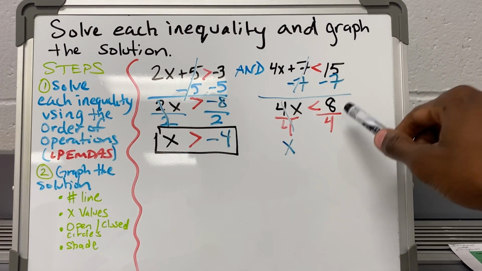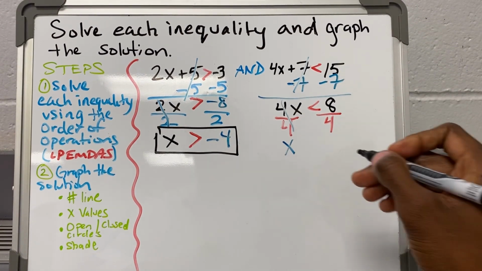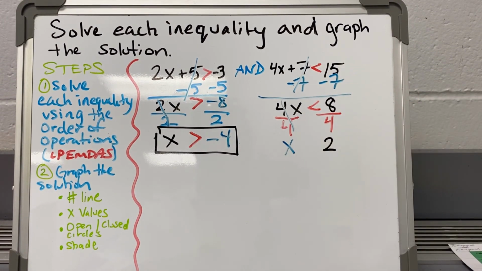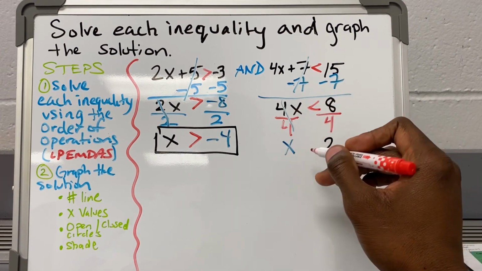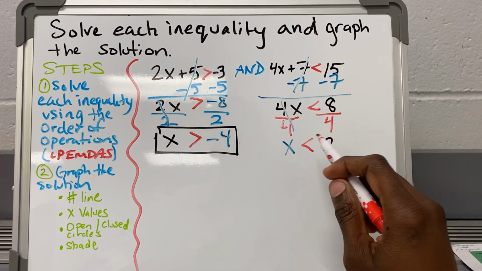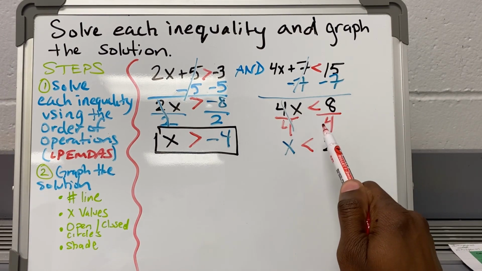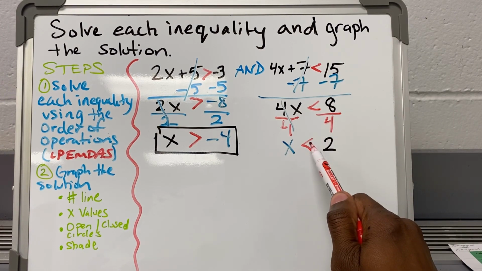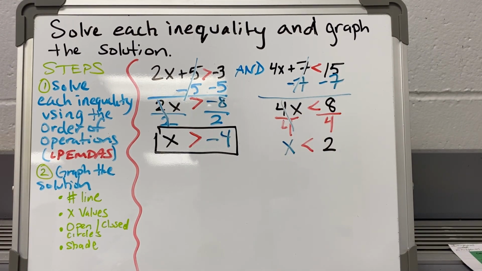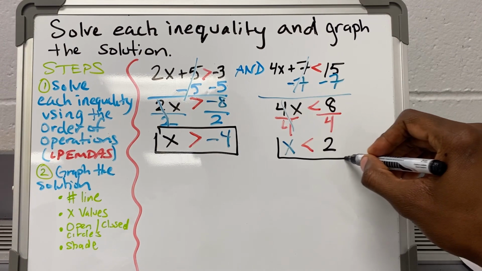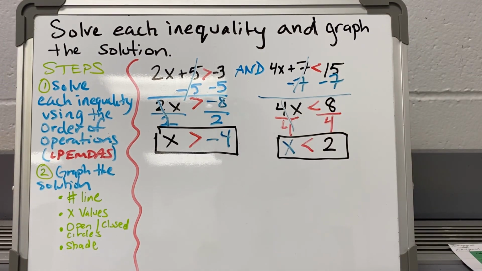What is 8 divided by 4? 8 divided by 4 is 2. And what did I not touch? Well, we already brought down the x. I also didn't touch the less than sign. If you were to, just a side note, if you were to divide by a negative, you'd have to change this inequality to the opposite direction. Just keep that in mind. All right. Here's our other solution. We're almost at the finish line.